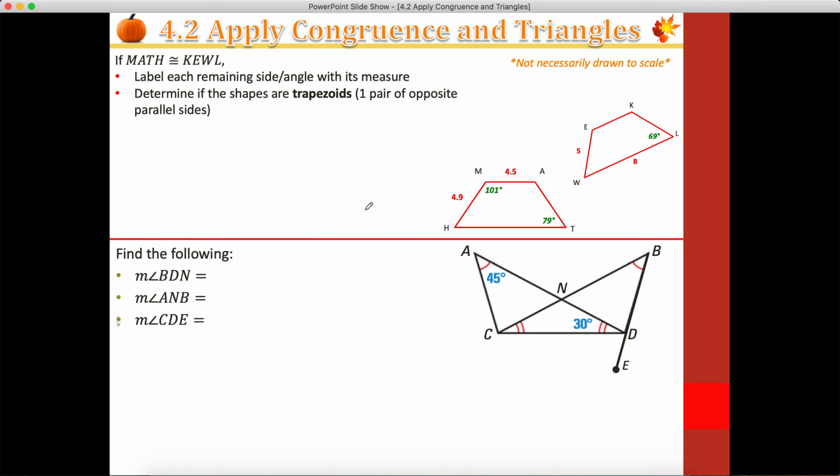Here's some more stuff. If you want to pause it and take a minute to work through this, that'd be great. But I'm going to just keep rolling. I'll stick with blue, actually. If quadrilateral MATH is congruent to quadrilateral, cool. Definitely no subliminal message there.